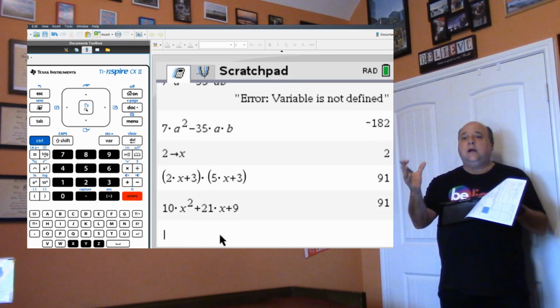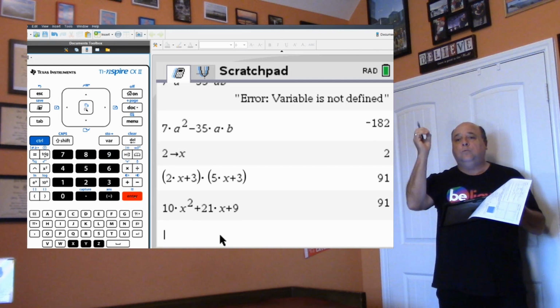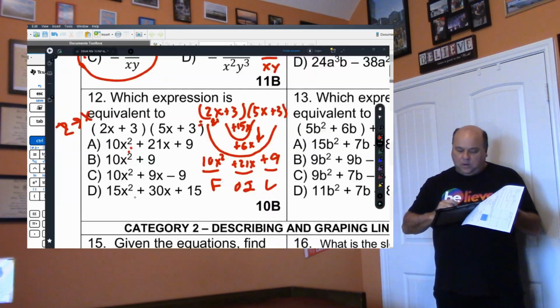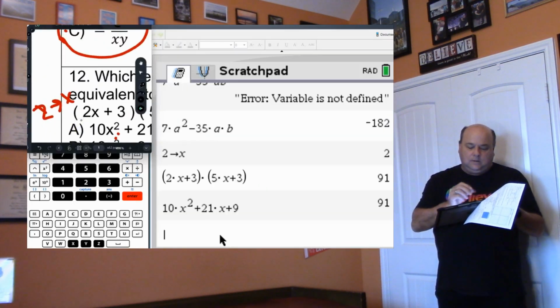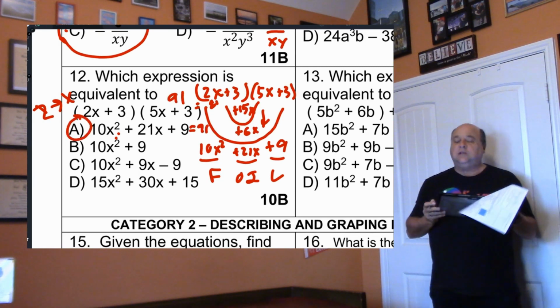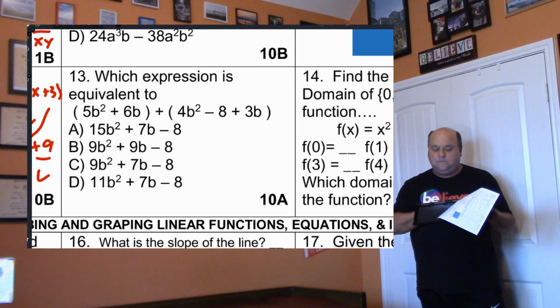You don't have to know how to do the arithmetic. You must be able to store, okay? So go to the calculator or go to your paper, and A is the right one. Sorry about that. They both equaled 91, didn't they? So both of the problems equal 91. Let's go to the next one.